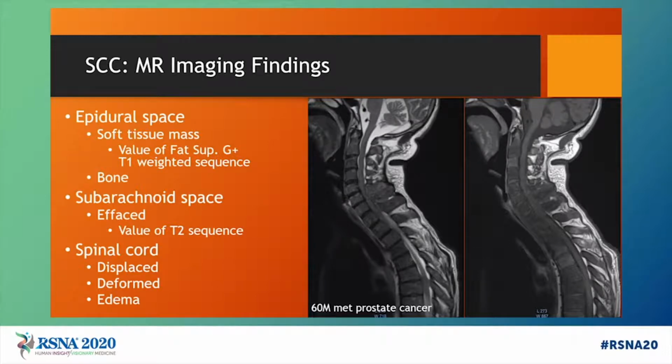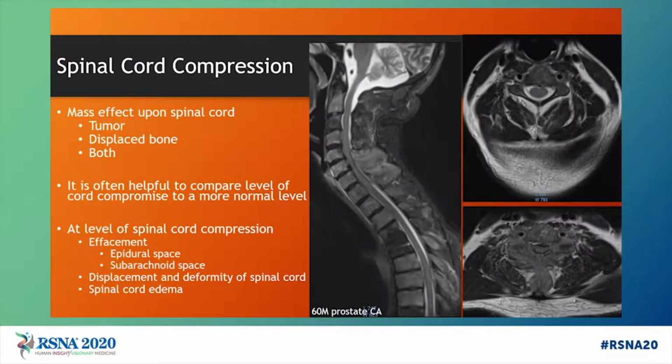And so with spinal cord compression, we'd expect to see mass effect on the spinal cord. It's often helpful to compare the level of suspected spinal cord compression to our more normal appearing level. And so on the axial image on the right at the cervical spine level, we see clear CSF around a normal appearing cervical cord. And in the lower cervical spine, we see a deformed cord with this markedly infiltrated cervical vertebra.